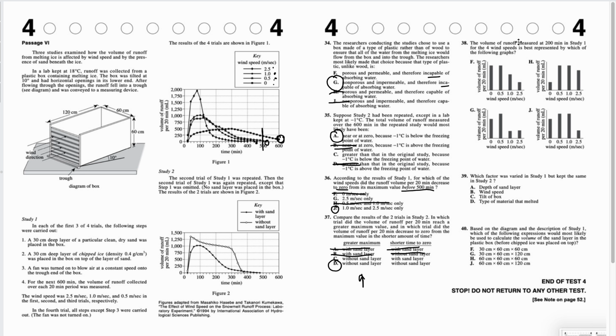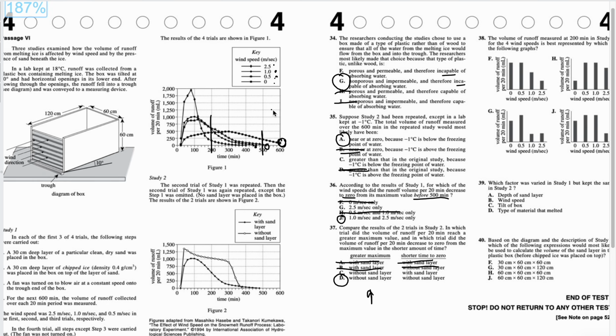38, the volume of runoff measured at 200 meters in study 1, for the 4 wind speeds is best represented by which of the following graphs? So if we are looking at the 200 minutes, we might need to zoom in again on this. We want to know which one is hitting higher, if we're looking at our answer choices. So is it 0, 0.5, 1.0, 2.5? We have to put them in order.